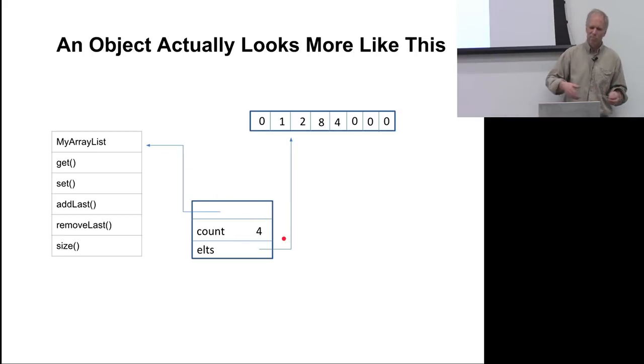But again, I could show you another picture and say an object actually looks more like that. You might ask, how does it deal with interfaces? And it gets more complicated. Okay? So I've gone over a lot of detail here. It's not the details I care about. It's the big picture.